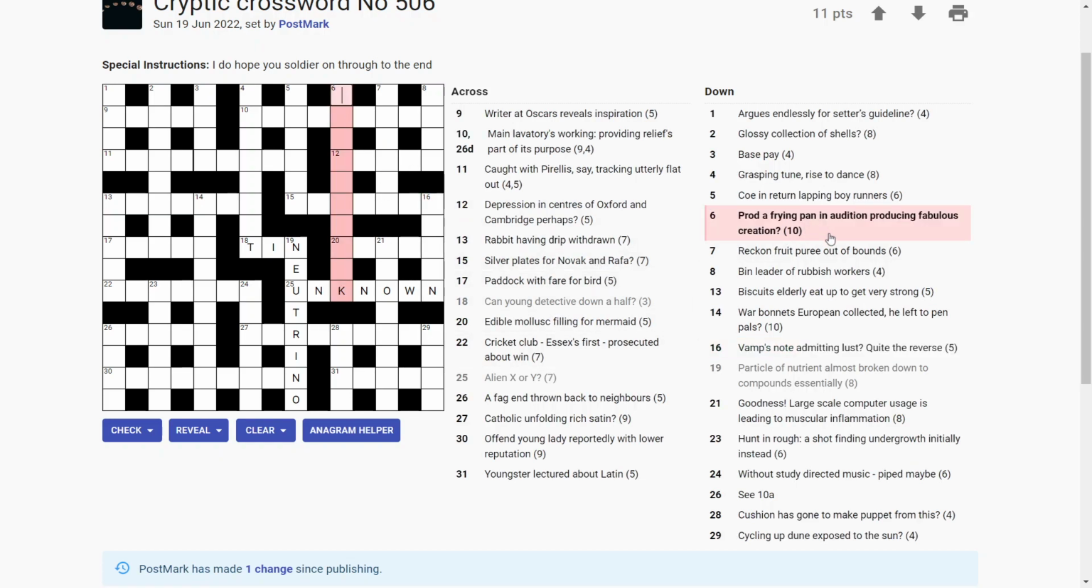Prod a frying pan in audition, producing fabulous creation. Masterwork? Frying pan in audition suggests something like what? Or work? Masterwork? Edible mollusk filling for mermaid.